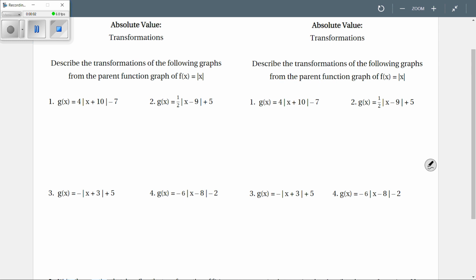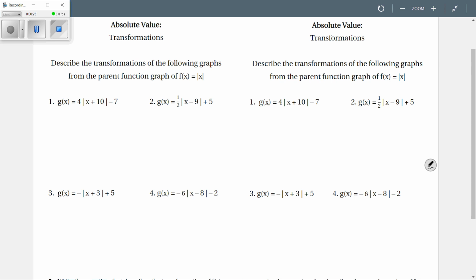Today we're going to do absolute value transformation. So it's just like what we did yesterday. The only difference is the graph, which we don't have to make just yet. All we're going to do is describe the transformation. So you have your little cheat sheet, the notes from yesterday. I told you keep that on you at all times. You can use it on the test.